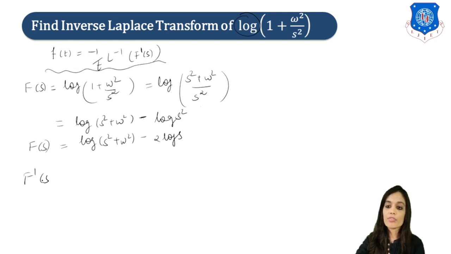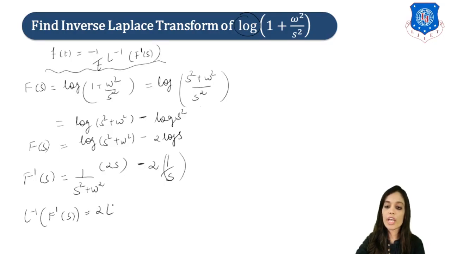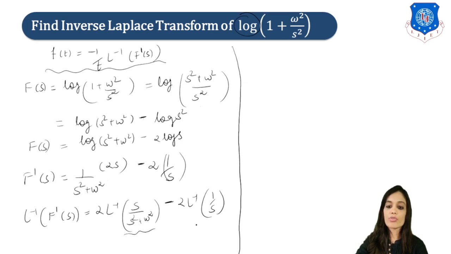So F'(s) will be equal to derivative of log, which will be 1 upon (s square plus omega square). Apply chain rule, so derivative of s square will be 2s, minus 2 times, again derivative of log s will be 1 upon s. Right? Now let us apply Laplace inverse on both the sides. So Laplace inverse of F'(s) will be equal to 2 times Laplace inverse of s upon (s square plus omega square) minus 2 times Laplace inverse of 1 upon s. Now let us put the values of Laplace inverse of these two functions.